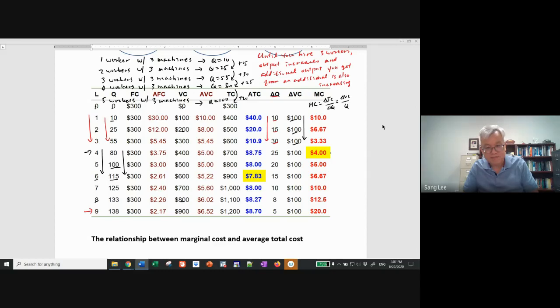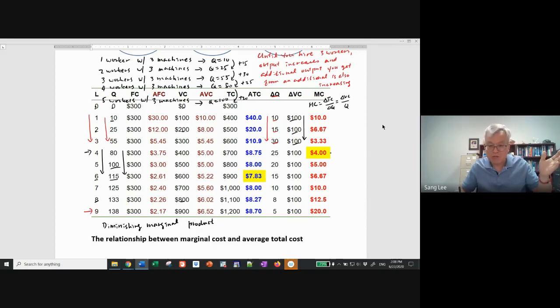Okay. Now, here we have a very interesting phenomenon. That's what we call diminishing marginal product. Diminishing marginal product means what? By hiring one more worker, you get additional output. But that additional output, marginal product, is now falling beyond a certain point.